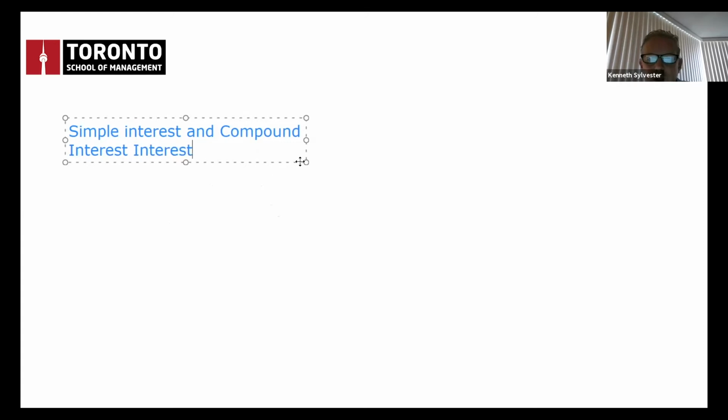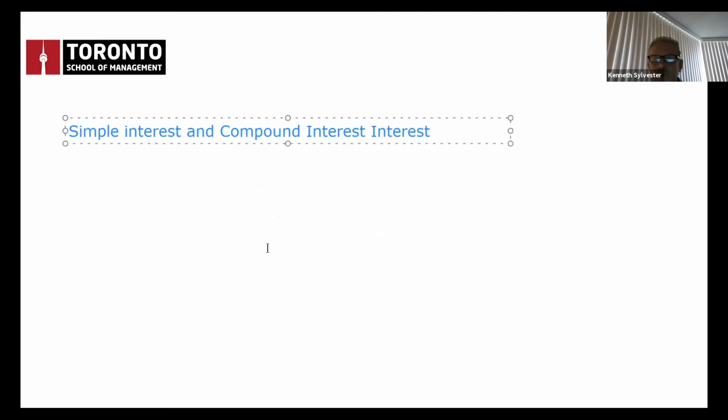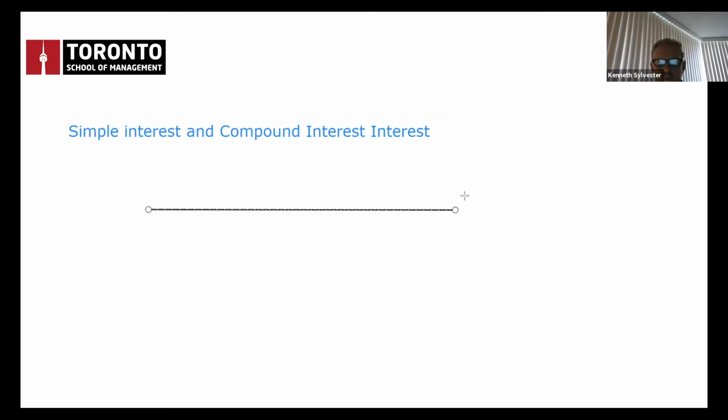You guys know the difference between simple interest and compound interest? No? Okay. Oh yeah, I know. What is this? Just this name is new for me. Okay.